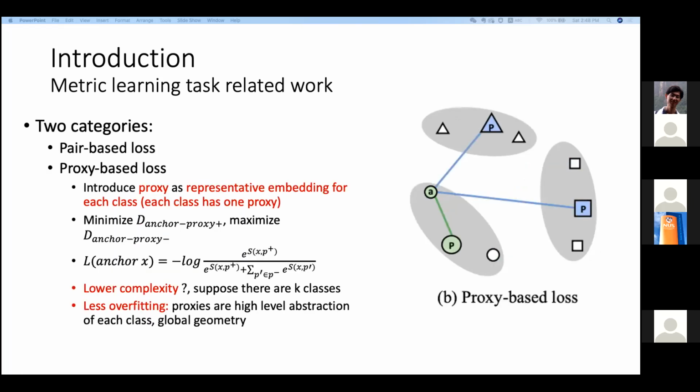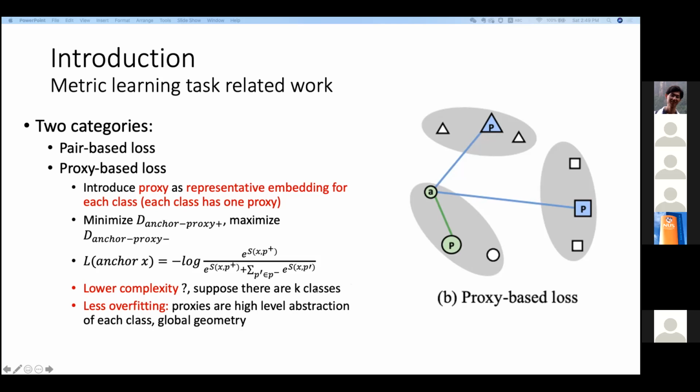Okay, I hope everyone understands what the anchor and the proxy mean. But how do we obtain the proxy? It is jointly learned with the embedding network. You can consider it as some kind of weight. I just noticed that this is the distance, because you want to pull the positive proxy closer to the anchor image you are looking at. I see. Okay.